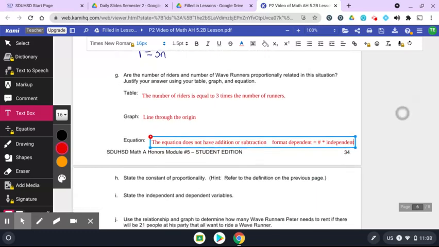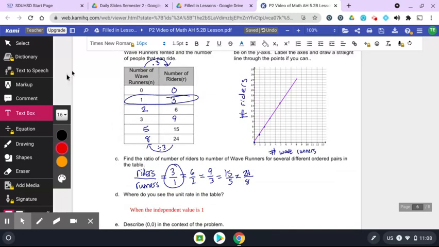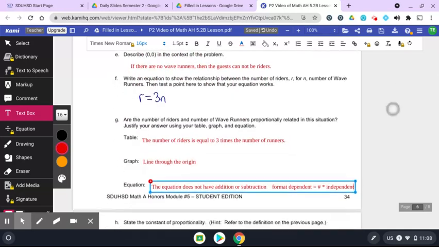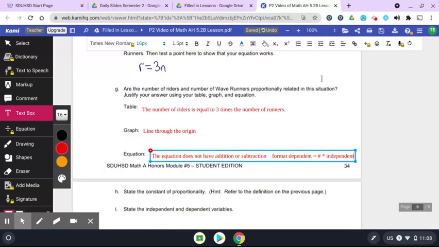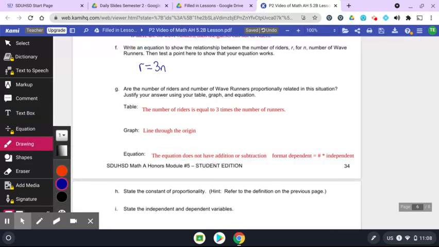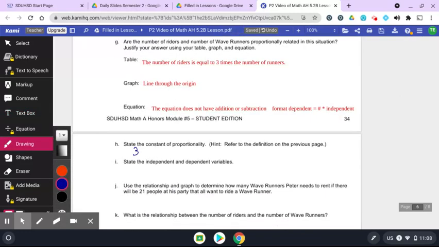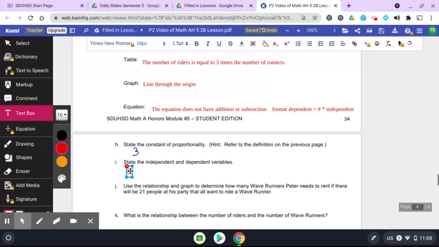State the constant of proportionality. What's the number we're multiplying all the time by? We're multiplying by 3. So the constant of proportionality in this problem is 3. It's the number we multiply between the variables. State the independent and dependent. All right, we did that because we already graphed it. So our independent was runners, and the dependent was riders.